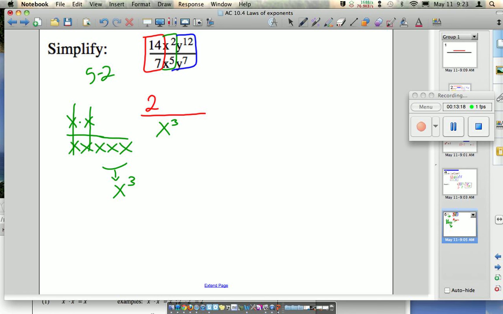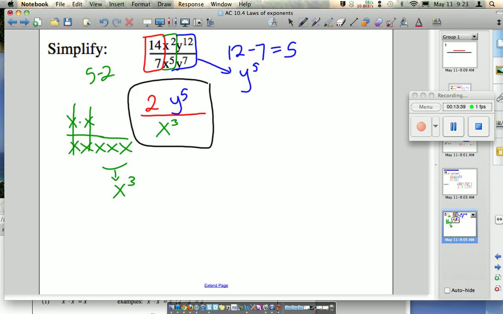For the y's, the extras are on top. We have 12 on top and 7 on bottom. So there's going to be extras on top, and let's see, 12 minus 7 is 5. So that means this is going to simplify to y to the 5th. So y to the 5th is on top, because there are 5 extra y's on top. So there is my simplified expression, 2y to the 5th over x to the 3rd.